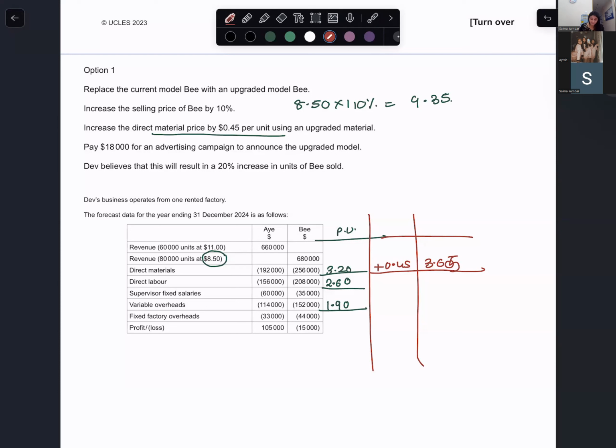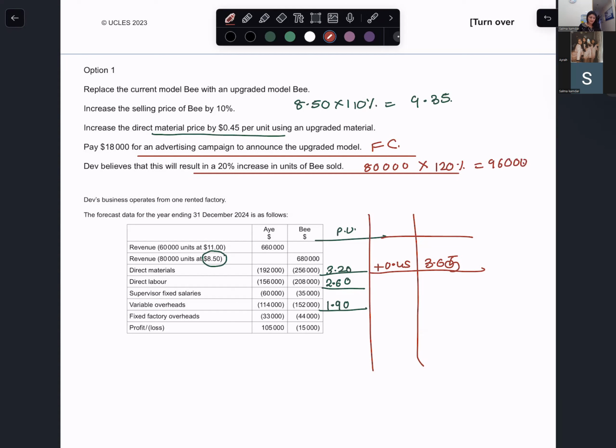Then there are no adjustments till contribution, then fixed cost. They pay 18,000 for an advertisement campaign to announce upgraded models. So that will be the fixed cost. And they believe that this will result in a 20% increase in the units of B sold. So what is the units that he's selling? 80,000. And there would be a 20% increase, so it will become 120%. So 80,000 into 120% is 96,000.